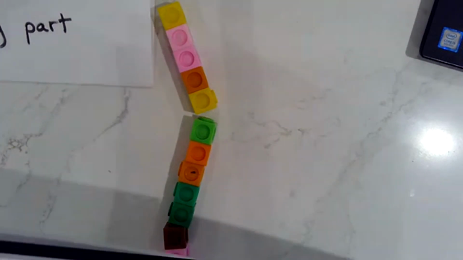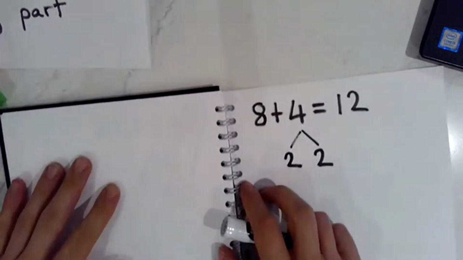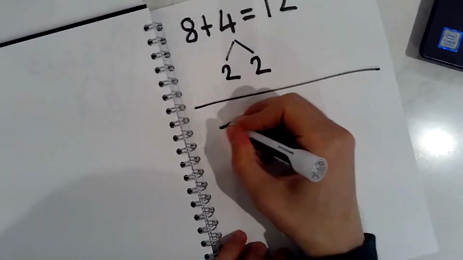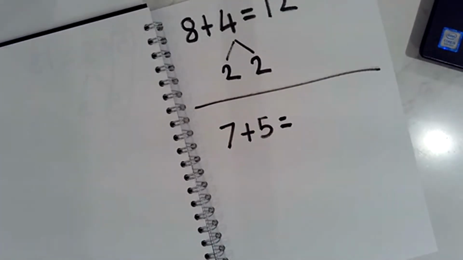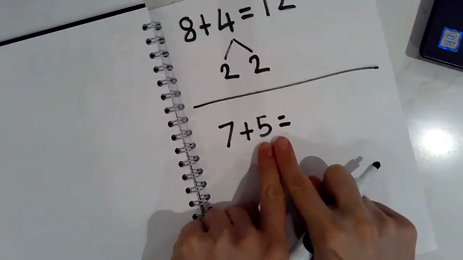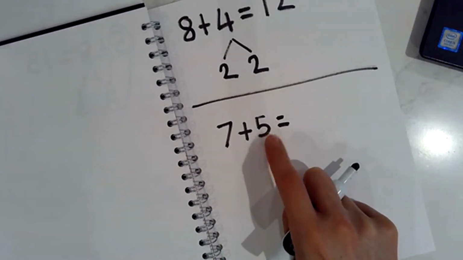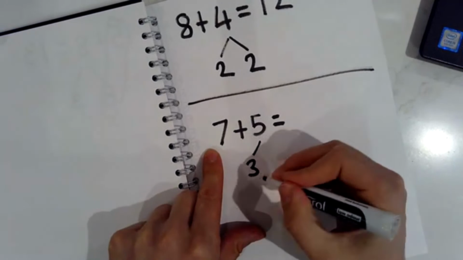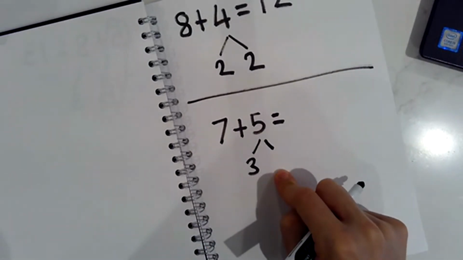I'll do one more example so it's really, really clear. Let's do 7 add 5. Remember, steps to success. I need to partition the second number to make 10. What do I need to add to 7 to make 10? Well done, 3. But if I partition 3 out of 5, what is my other part here?